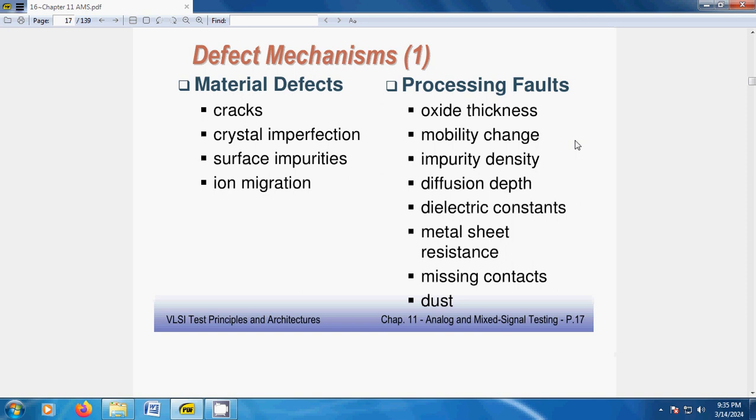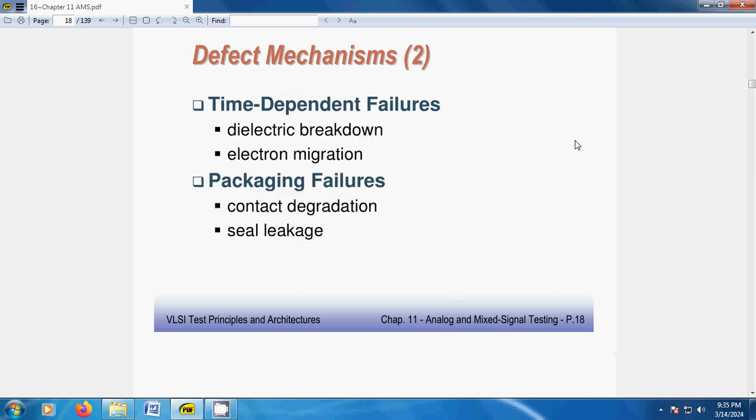Next, time dependent failures. Time dependent failures are failures that change with respect to time. Dielectric breakdown: if you have a dielectric, for example an SiO2, this layer can erode over time.